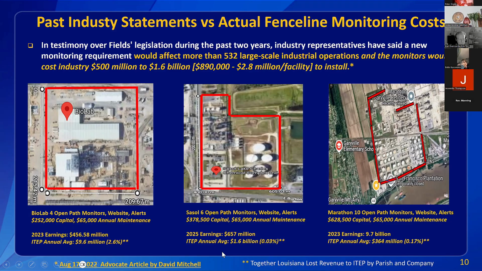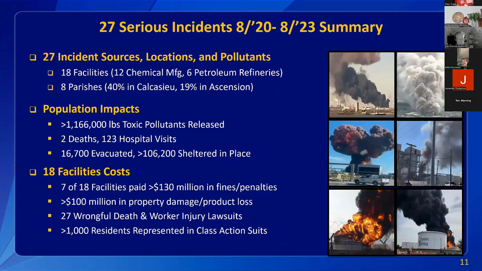The situation is even more striking for Sasol. The cost of its monitoring system represents 0.03% of its annual tax exemptions. And then Marathon's cost would represent just under 0.2% of its $364 million in annual tax exemptions. So virtually these costs represent a rounding error of the tax breaks that each of these facilities get per year.